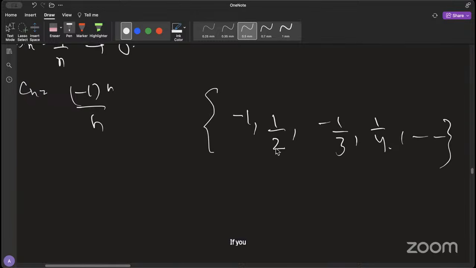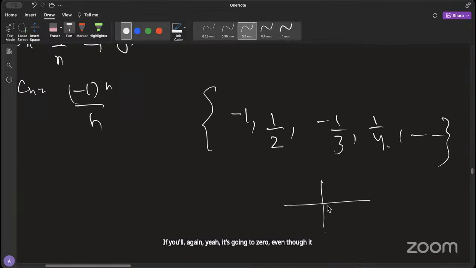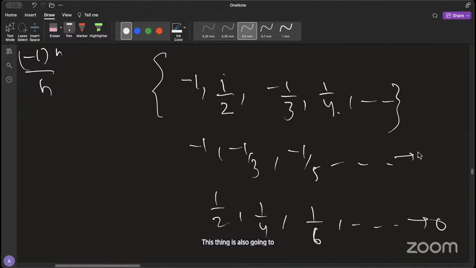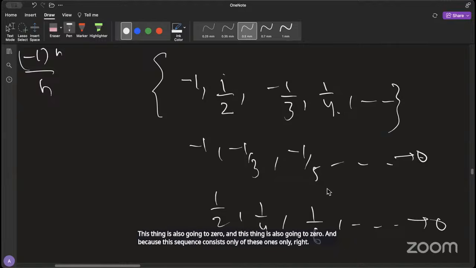Again, yeah, it's going to 0, even though it's fluctuating here. For the odd terms, it's on the negative side, and for the even terms, it's on the positive side, but it keeps coming closer to 0, irrespective of the sign, right? If you take the odd terms, you will have minus 1, minus 1 by 3, minus 1 by 5, and so on. If you take the even terms, you will have half, 1 by 4, 1 by 6, and so on. This is also going to 0, and this is also going to 0. Because this sequence consists only of these ones, it doesn't have any other point that we have forgotten. That's why this will also go to 0.